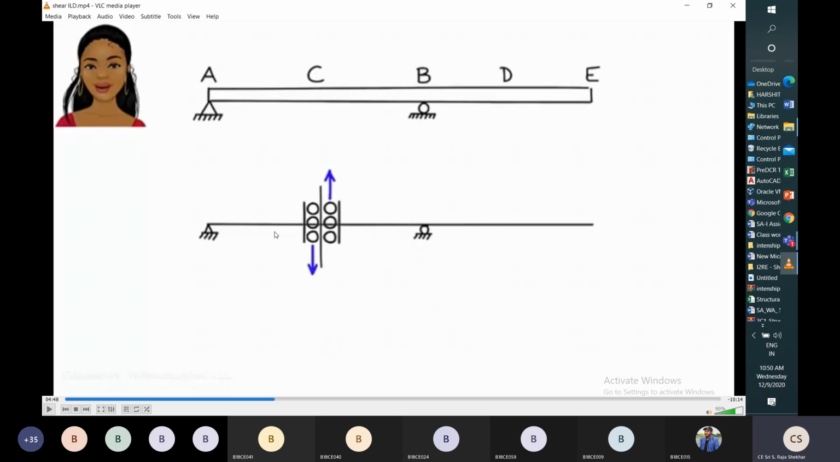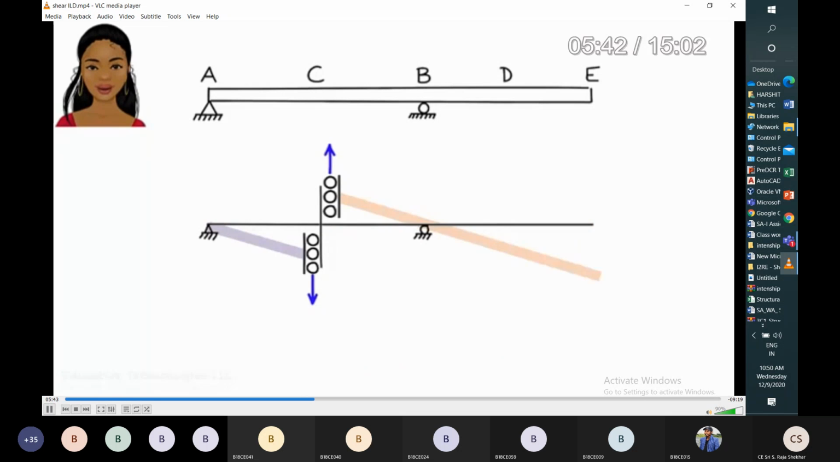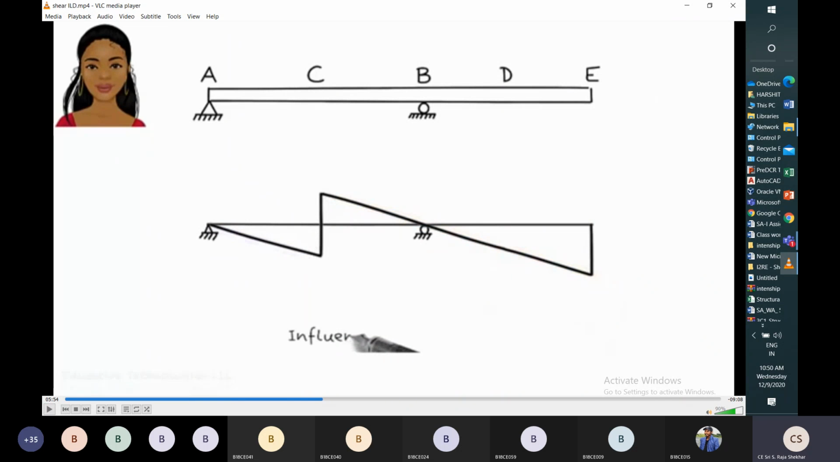So if you observe this figure, this is a hinge. That hinge will try to move in the downward direction. Okay, this is a roller. So because of the upward movement of this member, the DE portion will also move downward. If you move CB upward, automatically the DE member will also move downward. So the deformed shape, if you draw it, will represent the shear influence line. So this is the variation of the shear influence line for section C.